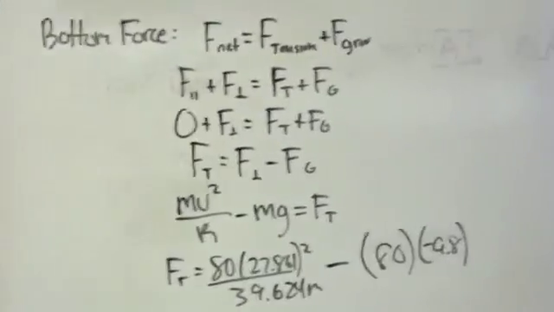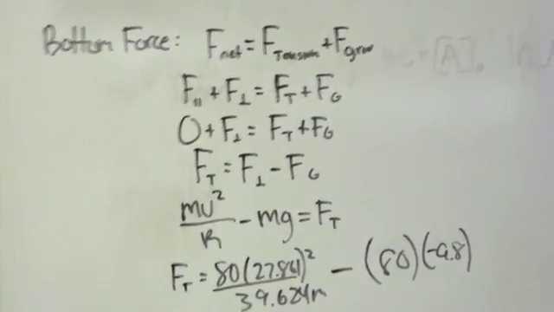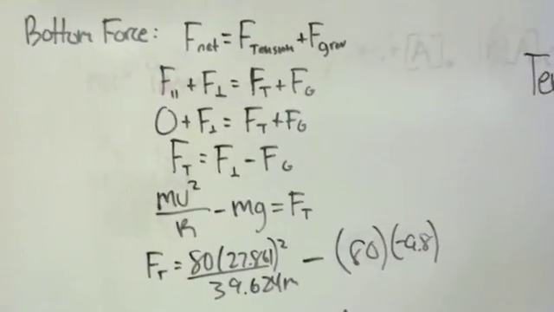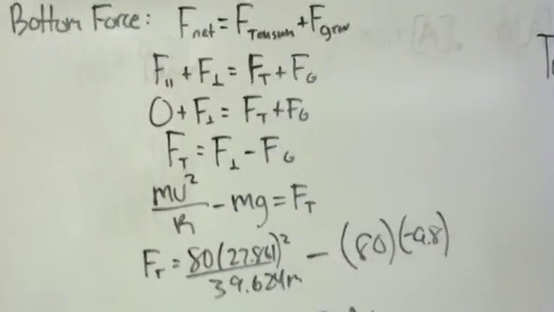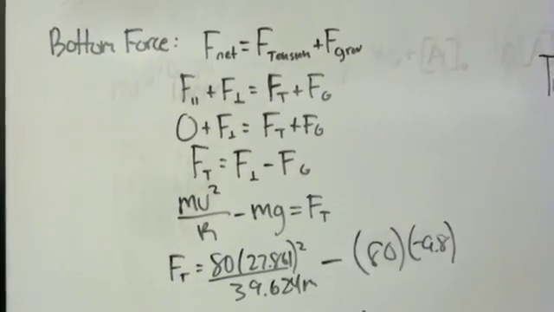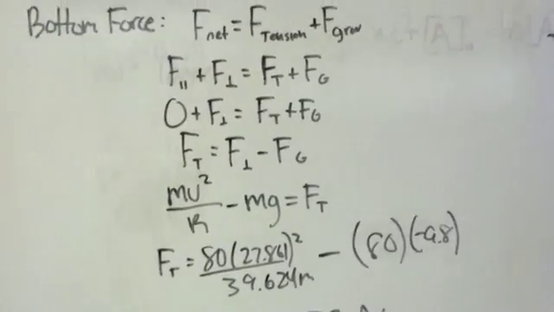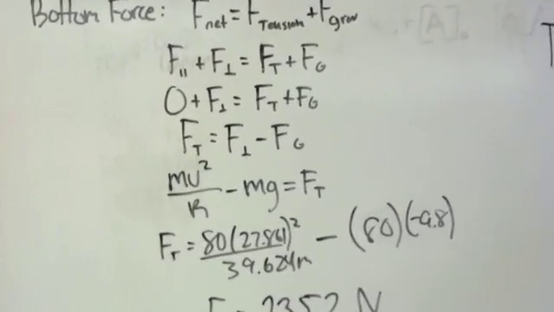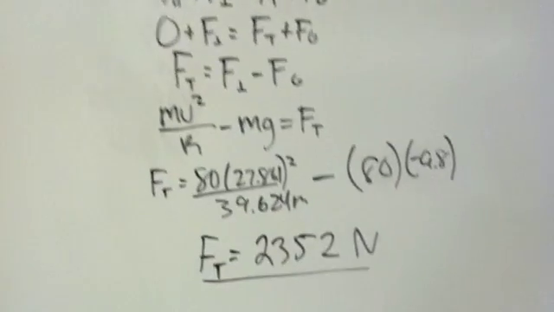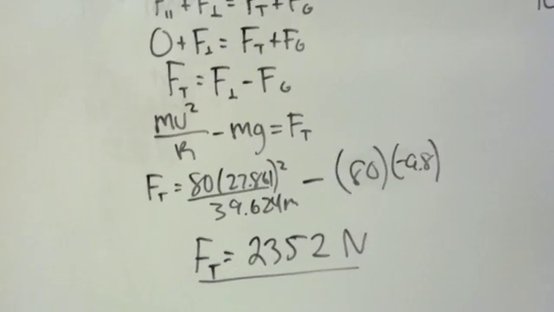As for the bottom force, we were able to use the equation F net equals F tension plus F grav. Net force is equal to the force parallel plus the force perpendicular. The force parallel is 0. We're solving for the force of tension, so we're setting equal to the force perpendicular minus the force of gravity. From those forces, we were able to derive that mv squared over r minus mg equals the force of tension. From there, we plugged in our given values, and we got the force of tension to equal 2,352 newtons.